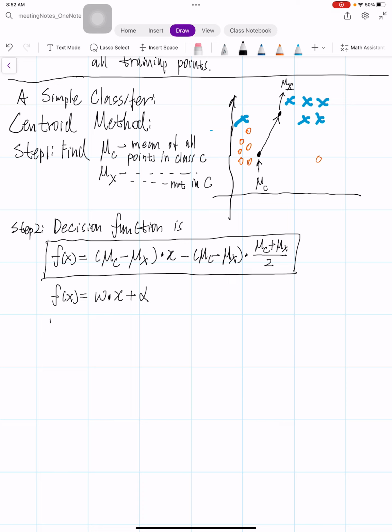And the decision boundary is denoted by all the points on the feature plane such that w dot x equals negative alpha. So somehow we need to solve for the w vector and this scalar alpha.